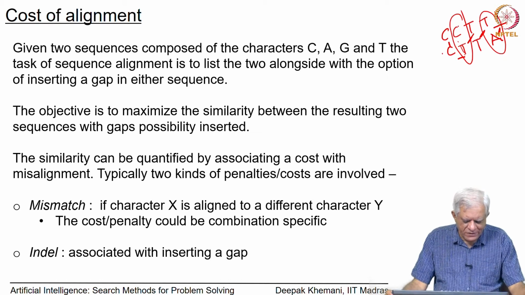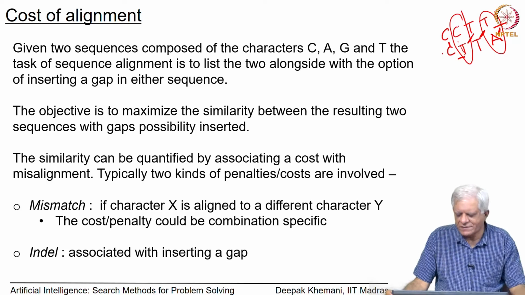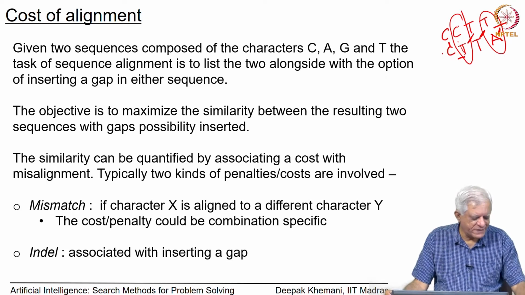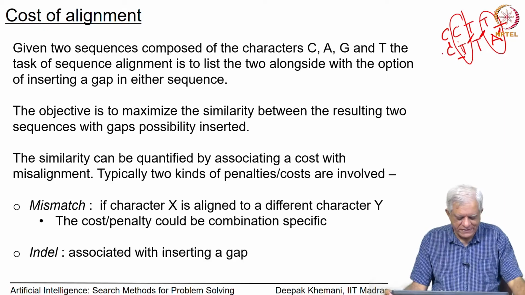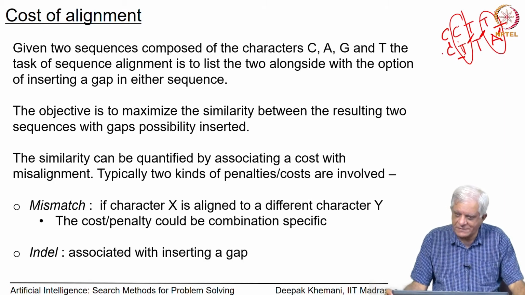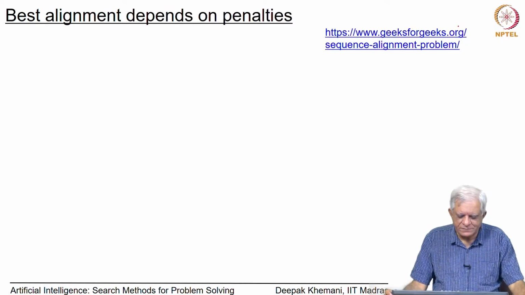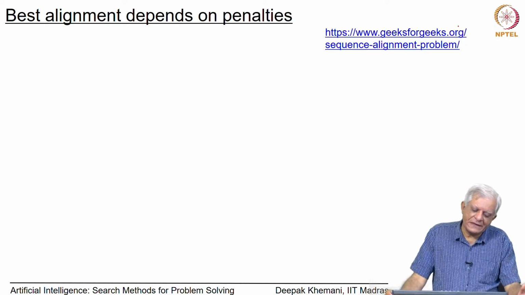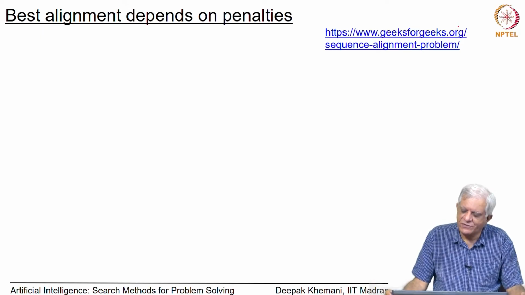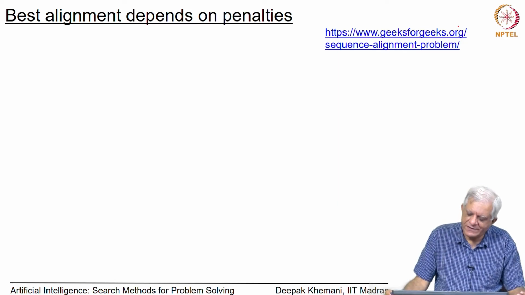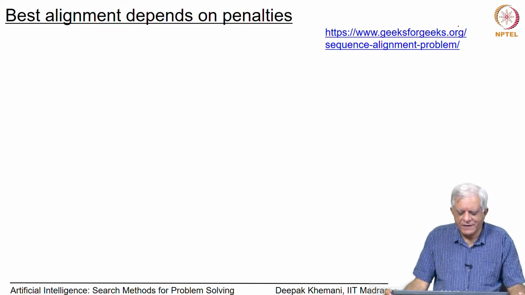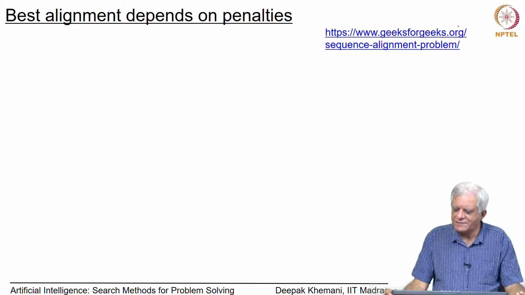The other cost is the cost associated with inserting a gap. If you are going to insert a gap, then obviously you are doing something to the strings, and that should add to the cost essentially. So, we have two kinds of costs. One is the cost of mismatch, and the other is the cost of inserting a gap. Now, the alignment that is the best would depend upon what penalties you are associating with either mismatching two characters or inserting a gap.